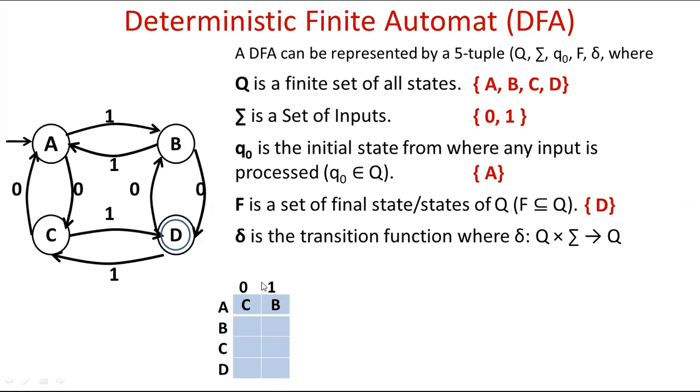If I am at state B and got the input as 0, then we go to state D. If we are at B and we got the input 1, then we go to state A. If we are at C and get the input 0, we go to state A. If we are at C and get the input 1, we go to state D. If we are at D and get the input 0, we go to state B. And at D with input 1, we go to state C. So this is the basic structure of a DFA. I hope all of you understood the concept.